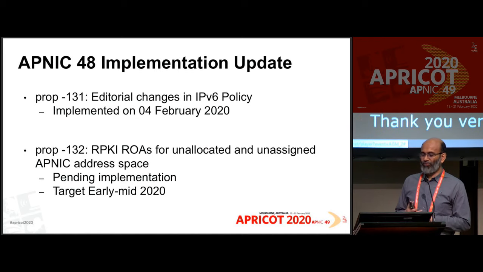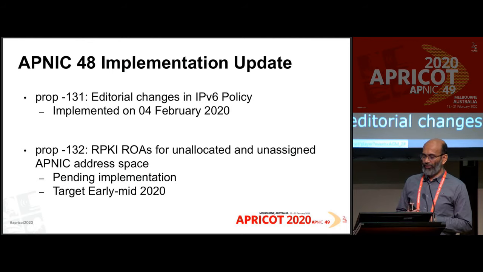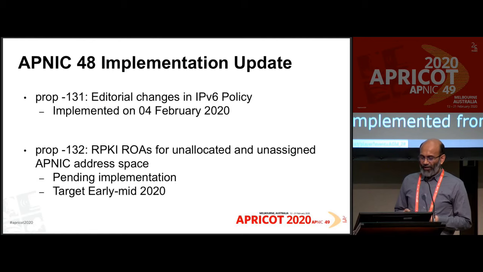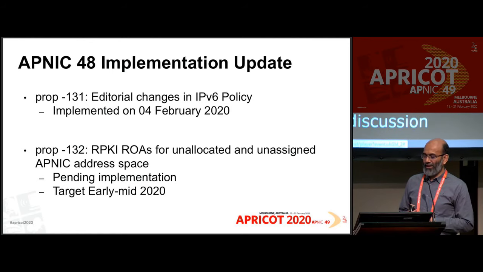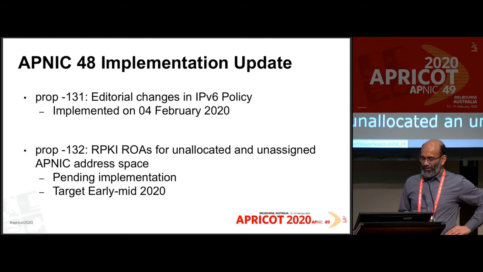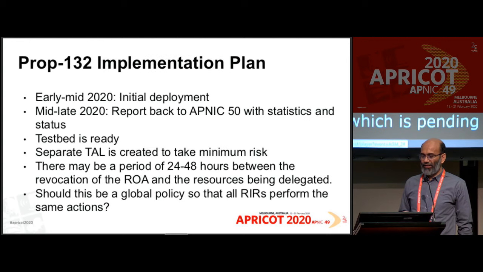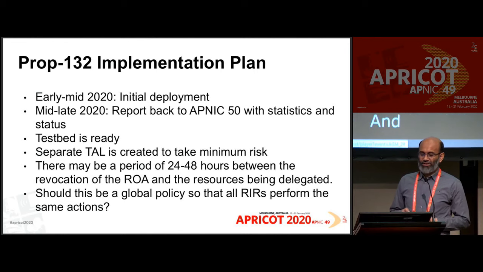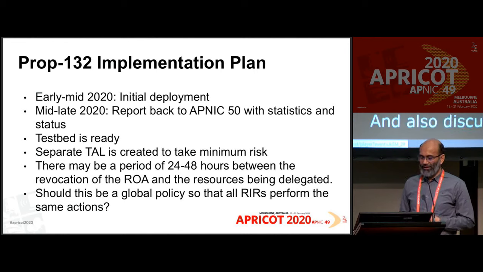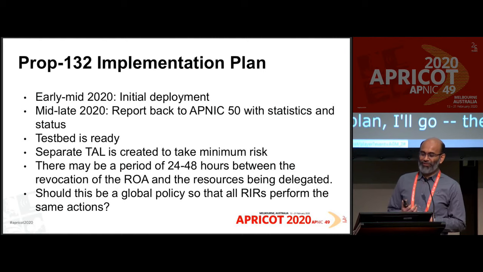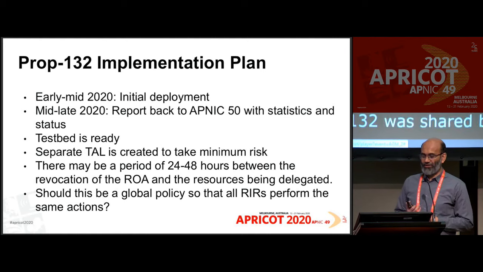Then we moved to the policy discussion with the implementation update from Sunny Chendi. We initially discussed editorial changes in the IPv4 policy, which is already implemented from 4th February 2020. And we had a long discussion on Prop 132, that is, RPKI ROAs for unallocated and unassigned APNIC address space, which is pending implementation and targeted for later this year. We also discussed the Prop 132 implementation plan, shared by George Michaelson. The initial deployment plan was mid-2020.